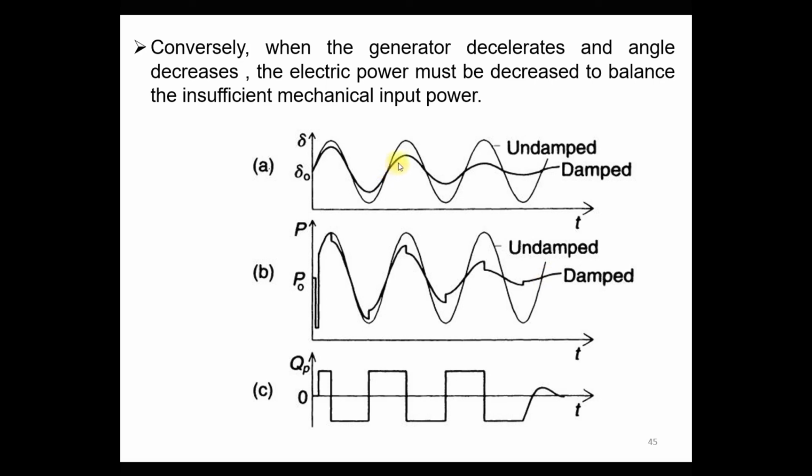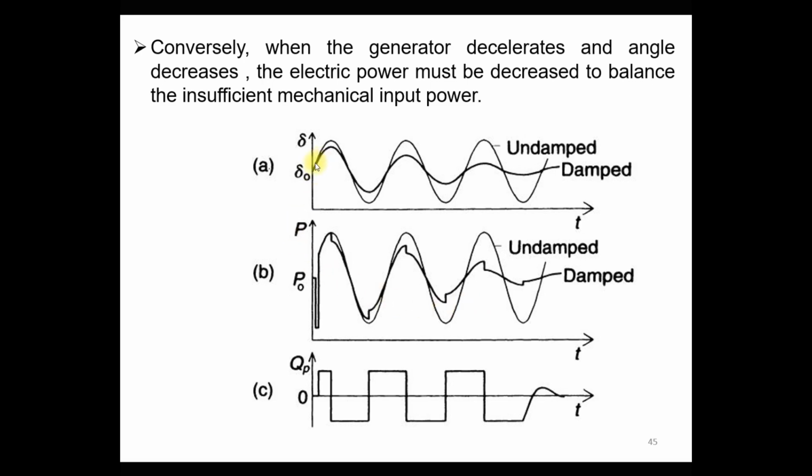Because they provide the compensation, the oscillation of delta also decreases, so the oscillation of active power also reduces. So how to provide this damping? That is by injection or absorption of the reactive power.